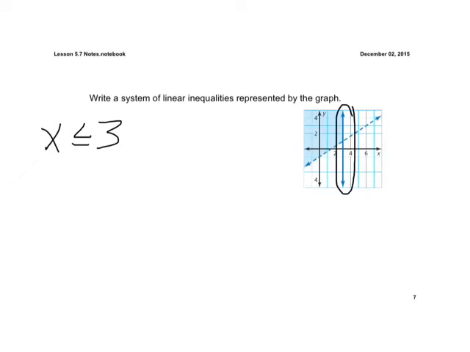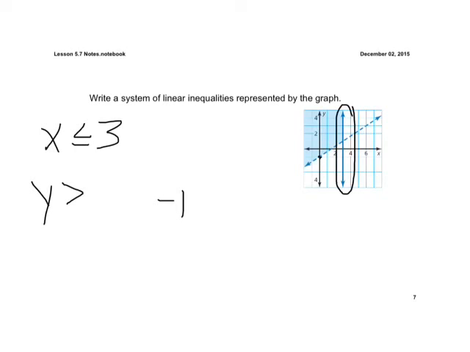Okay, now let's look at our dotted line. We got to first find our y-intercept. Our y-intercept looks like it goes through at -1, so let's throw that over here. We shaded above that dotted line, so we know that's going to be greater than. It's not or equal to because it's a dotted line. Now we need our slope.